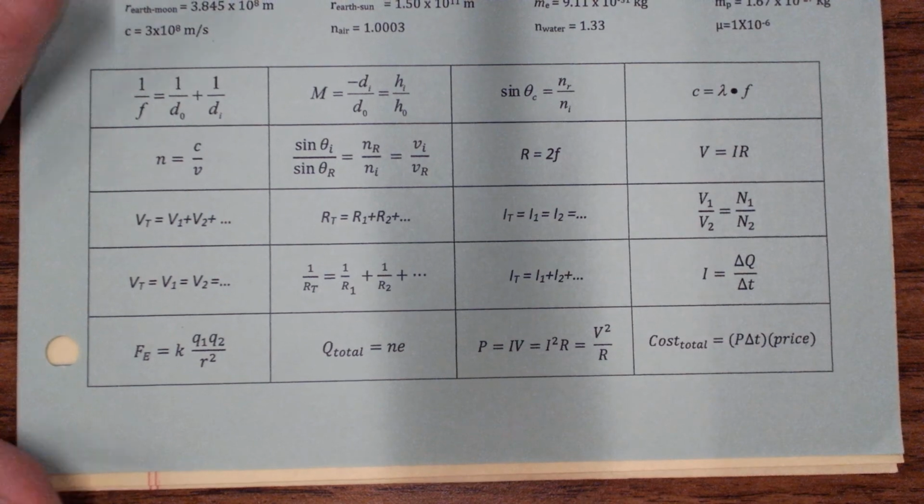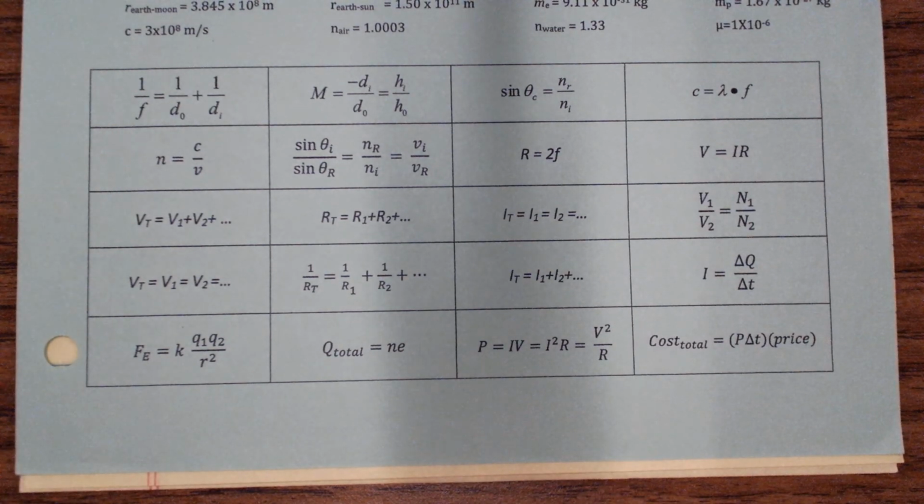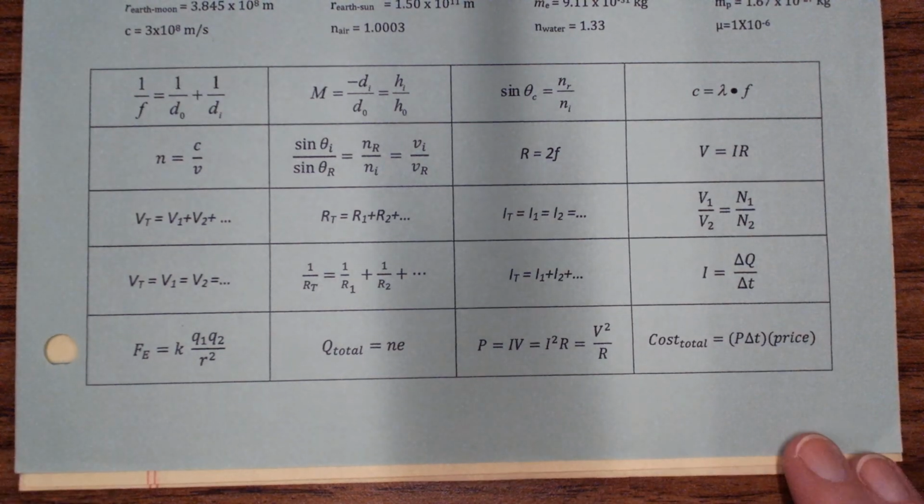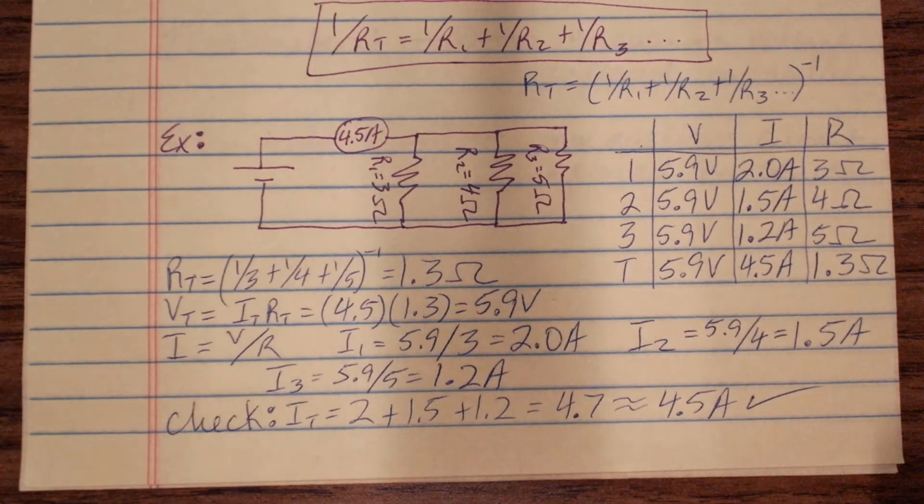So it's all on your formula sheet. You don't actually have to memorize them, but you have to memorize which one goes with which type of circuit, and you have to be able to recognize which type of circuit you have, okay?